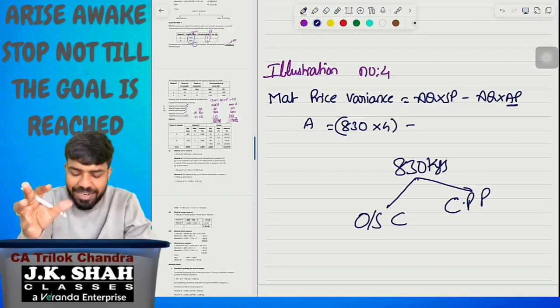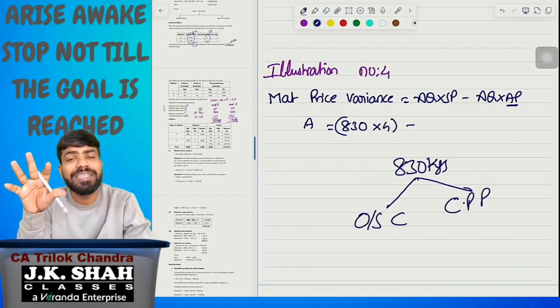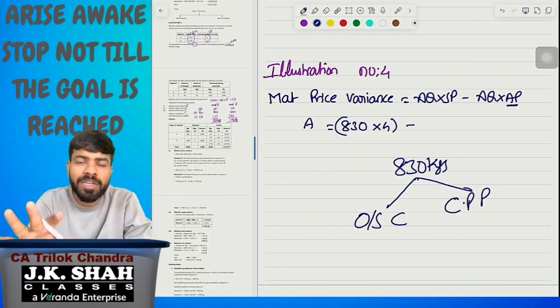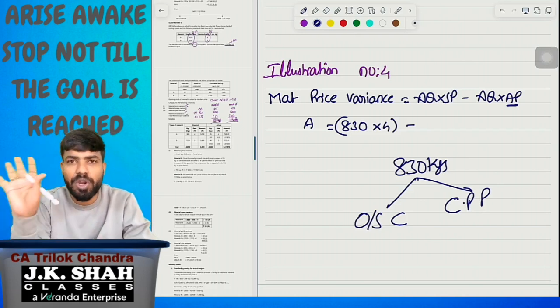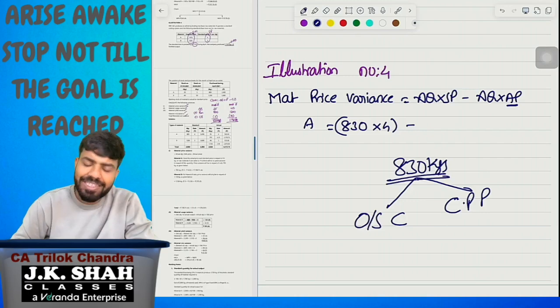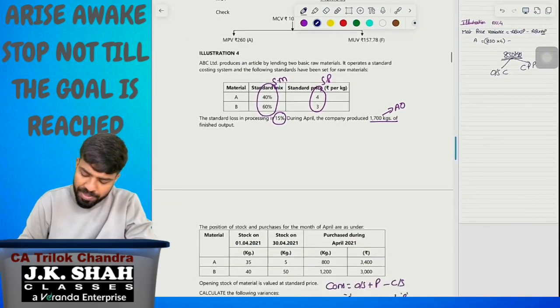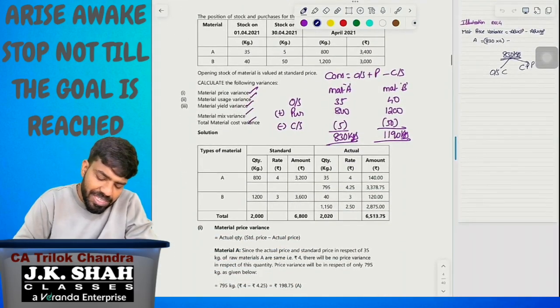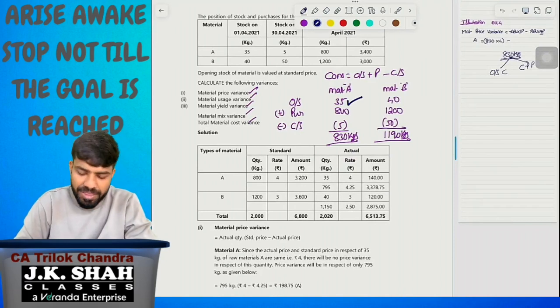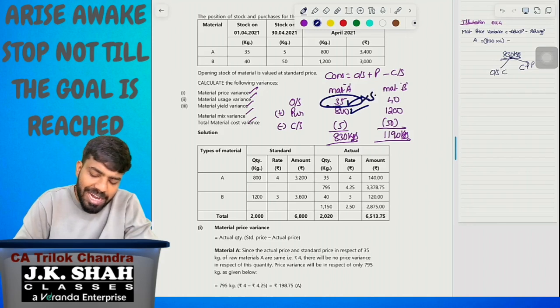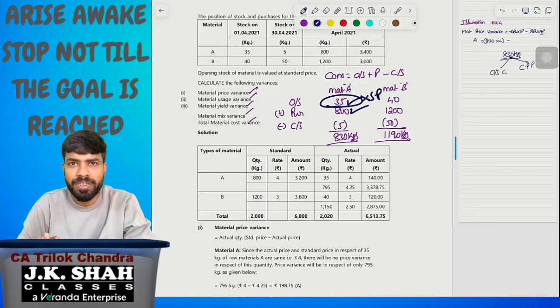What you need to understand is that in this question we are doing under the FIFO method. In the options of information, we'll always take FIFO, first in first out. Totally 830 kgs consumption. First they would have consumed 35 kgs from the opening stock, balance 795 kgs from the purchases. This opening stock should be valued at standard price, clearly stated in the question, that it is always valued at standard price.